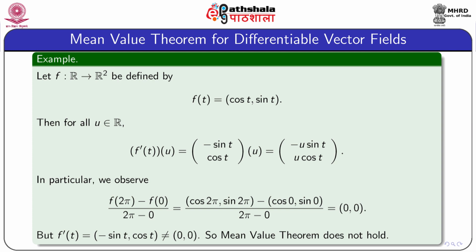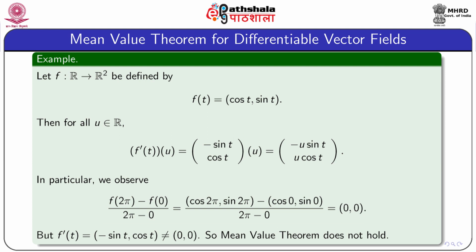We cite an example. Let f from R to R2 be given by ft equal to cos t, sin t. Then for any u in R, we have f dash t operating on u equal to minus sin t, cos t times u, that is minus u sin t, u cos t. In particular, we restrict ourselves to the bounded closed interval 0 to 2 pi. Then we find f of 2 pi minus f 0 divided by 2 pi minus 0. It is 1 by 2 pi times the vector cos 2 pi, sin 2 pi minus cos 0, sin 0, and it is nothing but the vector 0 0.